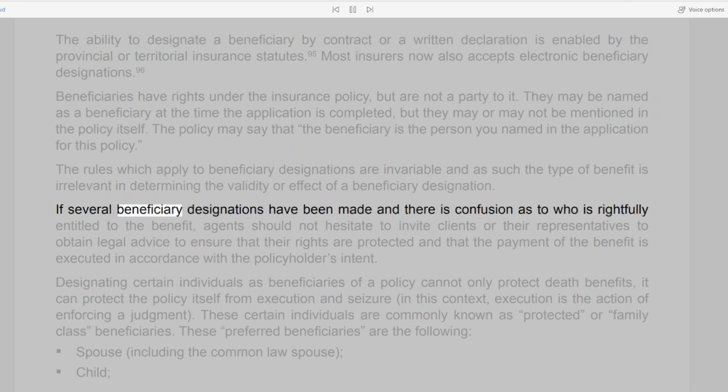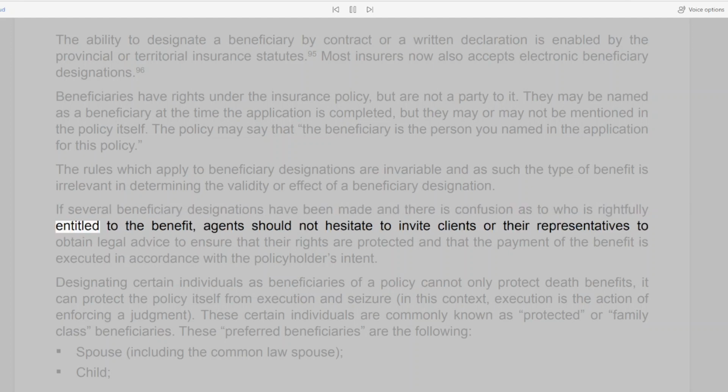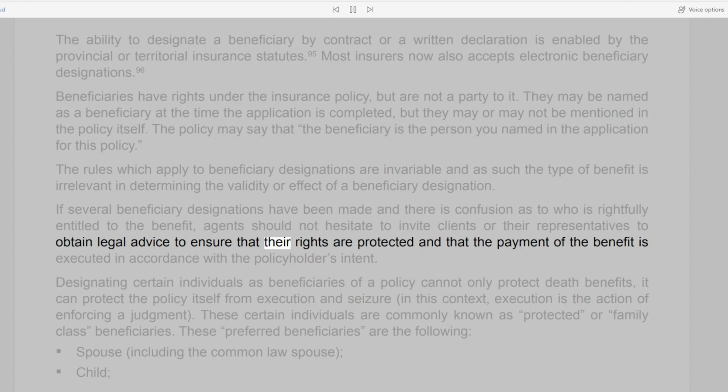If several beneficiary designations have been made, and there is confusion as to who is rightfully entitled to the benefit, agents should not hesitate to invite clients or their representatives to obtain legal advice to ensure that their rights are protected and that the payment of the benefit is executed in accordance with the policyholder's intent.